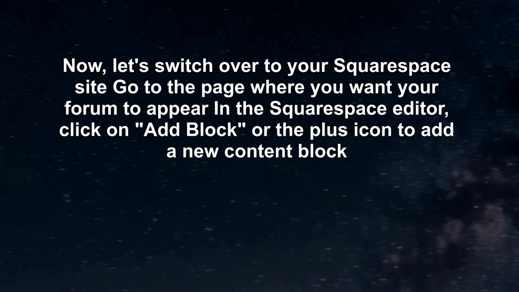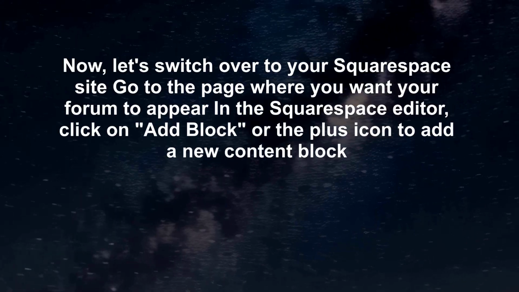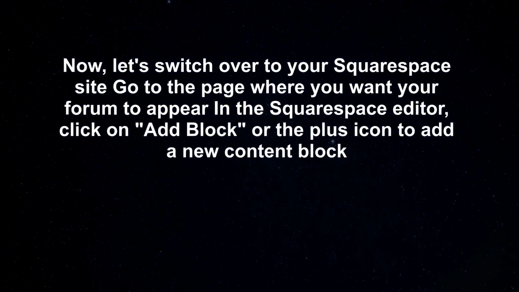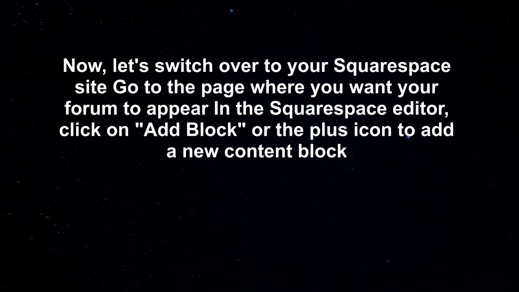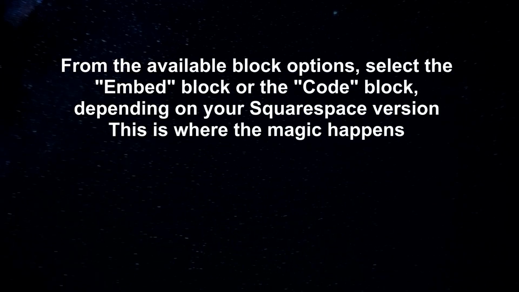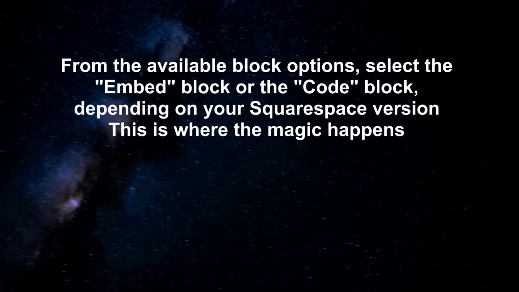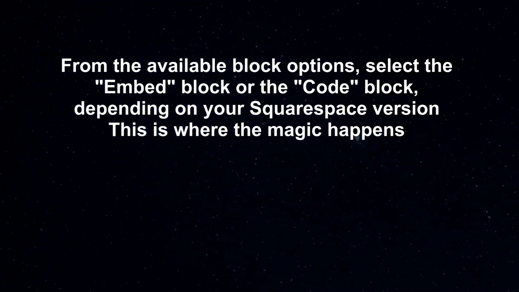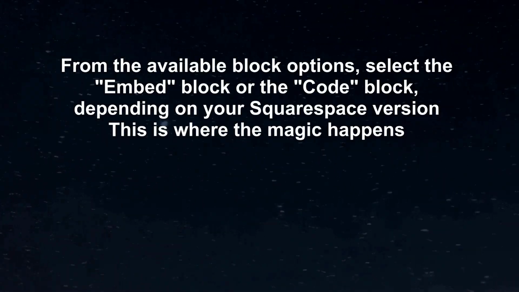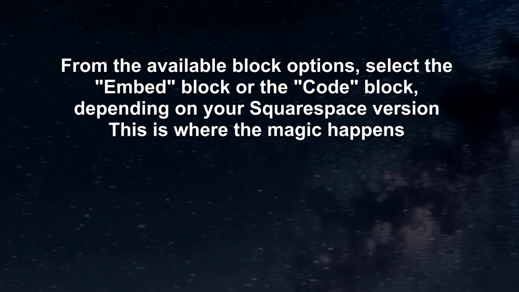Go to the page where you want your forum to appear in the Squarespace editor. Click on Add Block or the plus icon to add a new content block. From the available block options, select the Embed block or the Code block. Depending on your Squarespace version, this is where the magic happens.